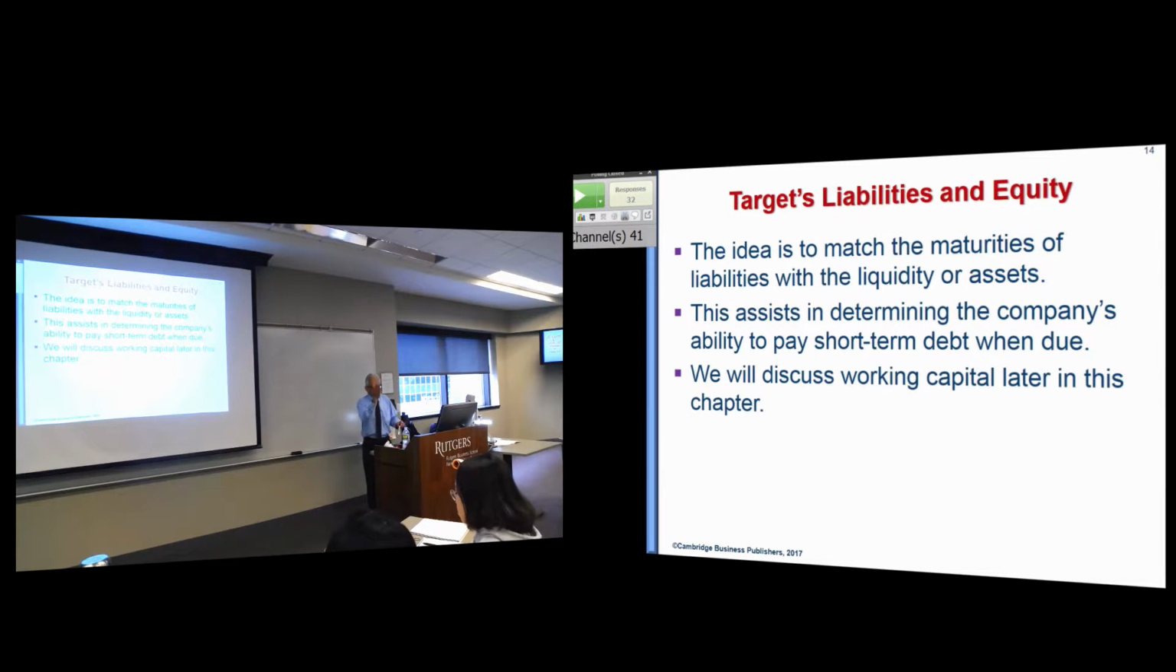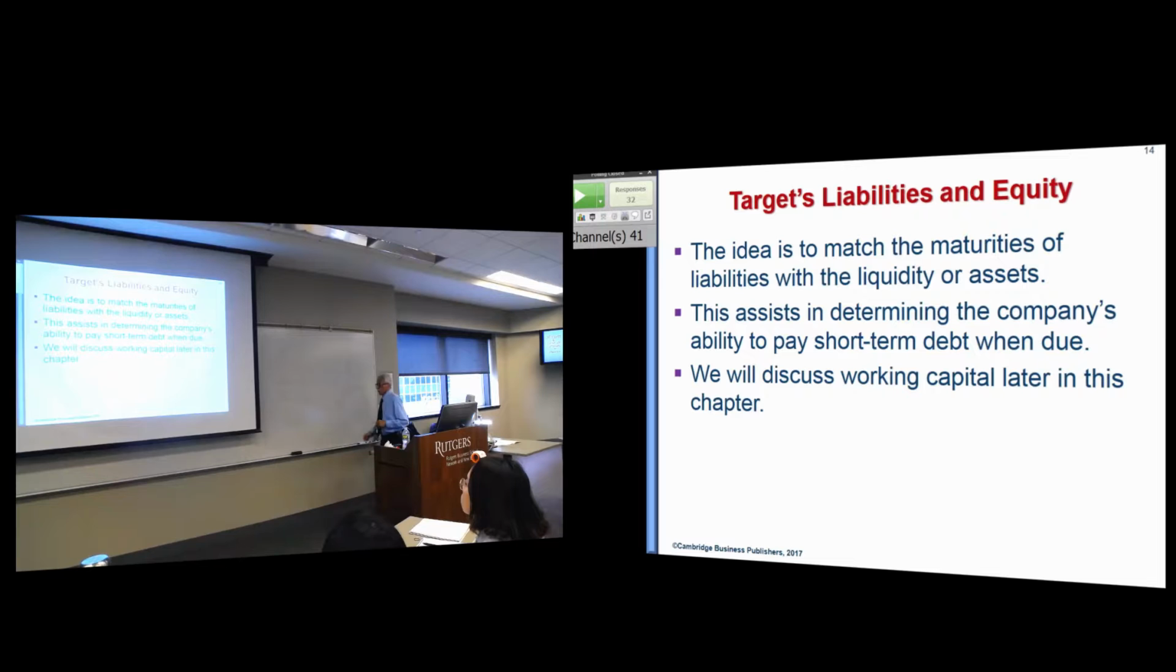Now, getting back to Steve's question, the whole idea of the current, non-current classification is to match maturities. So that when you look at a balance sheet, let me just move this up so I can use the board for this.